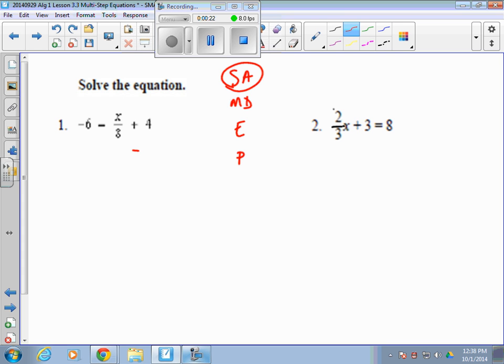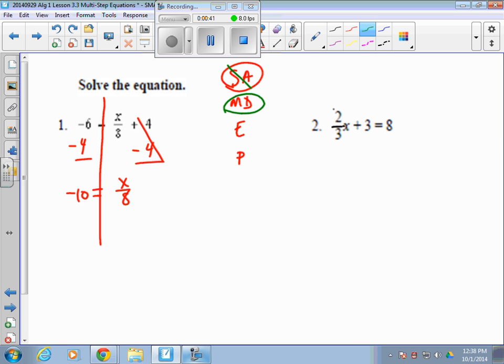So undo plus 4 by subtracting it. Remember, if you need to separate your equation like that, do so. You subtract 4 on the right, do it on the left as well. Negative 6 minus 4 is negative 10 equals x over 8, and this part right here cancels out. There is no more addition and subtraction, so you go to the next step, multiplication and division.